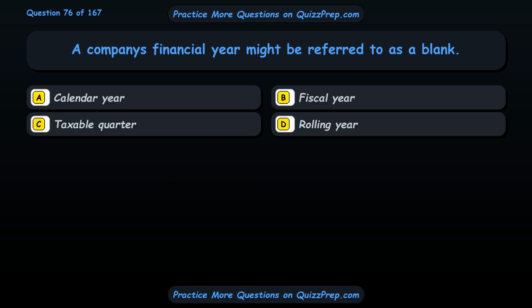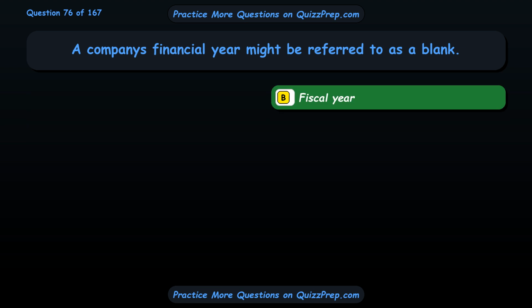Question 76. A company's financial year might be referred to as a blank. Option A, calendar year. Option B, fiscal year. Option C, taxable quarter. Option D, rolling year. The correct answer is option B, fiscal year.